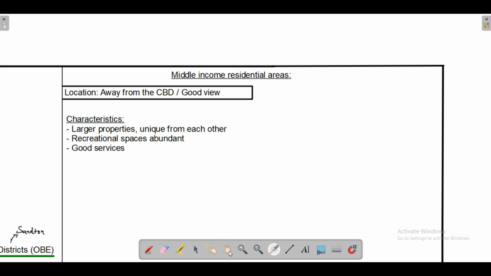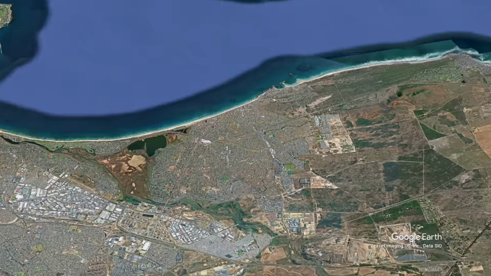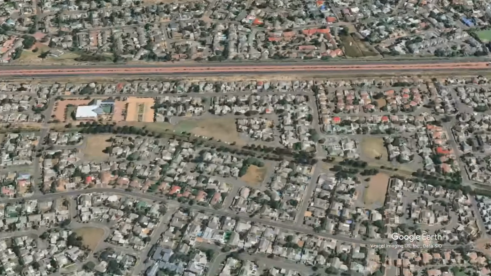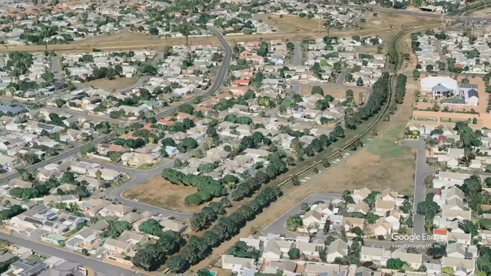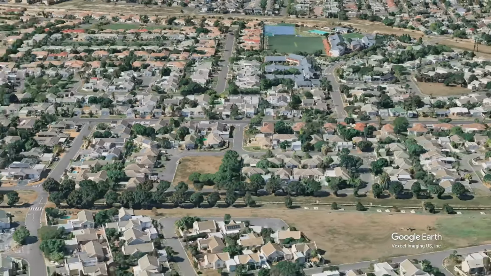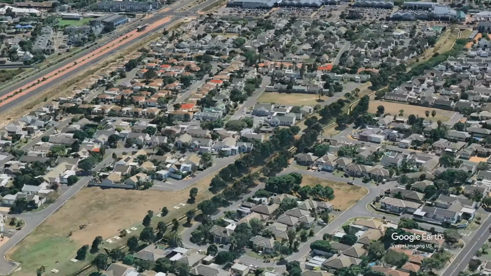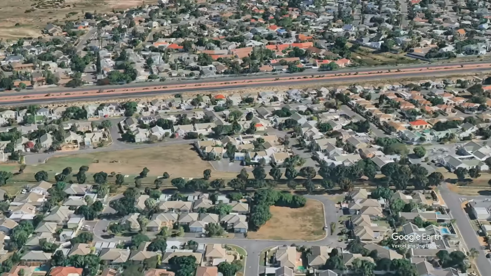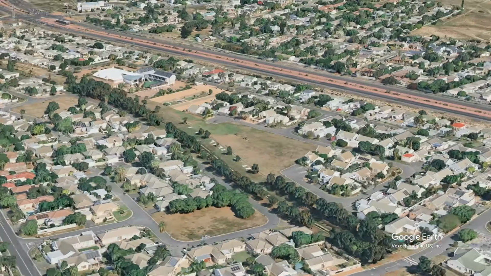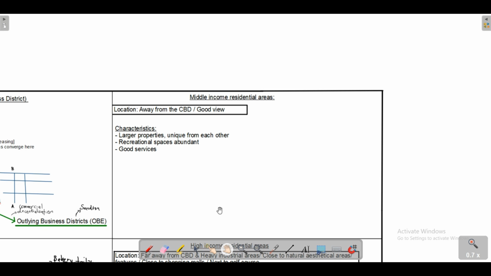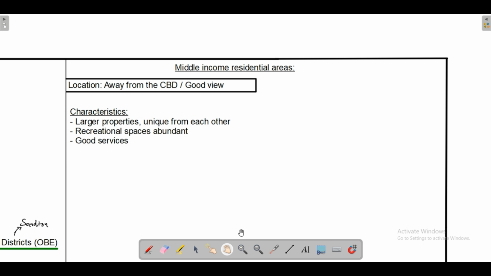They are not the same as your low income residential areas, right? They have larger properties that are unique, and they have recreational spaces. These are beautiful areas. They have parks. It's clean. You have people that clean there every day. It's managed well. So those are your middle income residential areas. They have good services. If there's anything, for example, power shuts down, there's going to be immediate response.